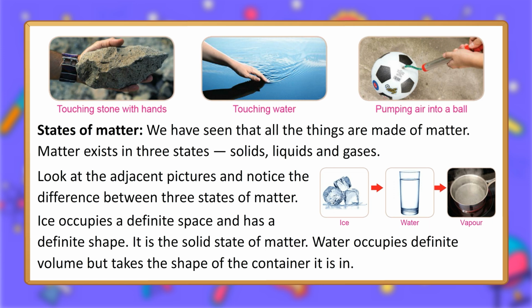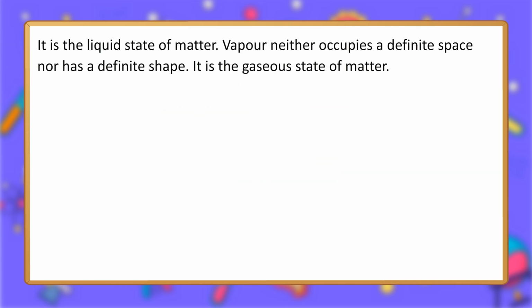Water occupies definite volume but takes the shape of the container it is in. It is the liquid state of matter. Vapor neither occupies a definite space nor has a definite shape. It is the gaseous state of matter.